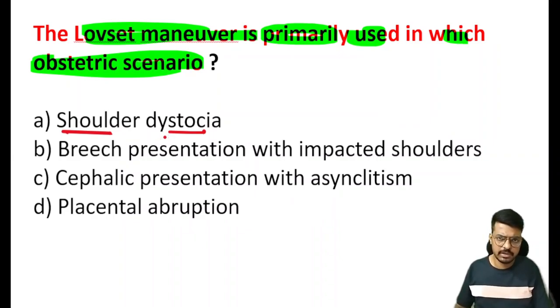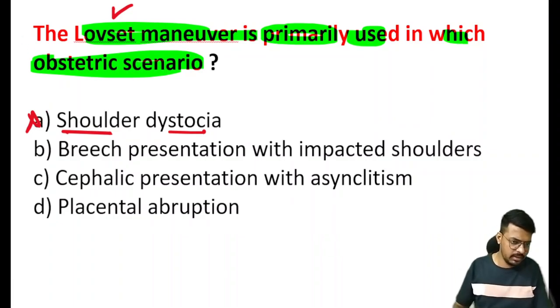If the McRoberts maneuver fails, go for the wood corkscrew maneuver, or we can say the Rubin maneuver. If that also fails, go for the all-fours maneuver or the Gaskin maneuver I told. If that also fails, push the head of the baby into the uterine cavity and go for LSCS. That is the Zavanelli maneuver we told last. But in shoulder dystocia we have not studied the Lovset maneuver, so this is not our answer here.